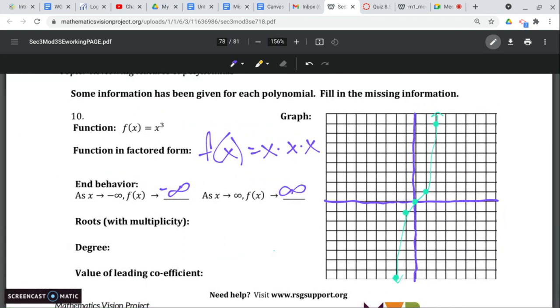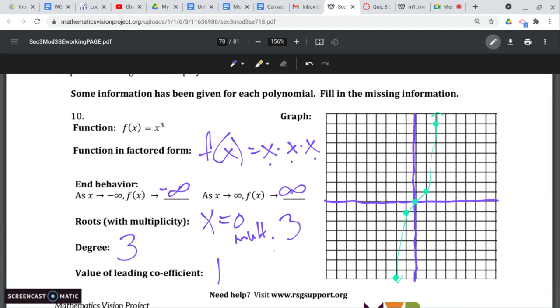All right. Roots with multiplicity. So we just have the one root, x equals 0, and its multiplicity, I'm just going to put mult, is 3 because we have 3 roots all with 0 because we have 3 x's there. The degree, remember, that's our exponent, so the degree is 3. And the value of the leading coefficient, well, we don't have one, it's just 1.